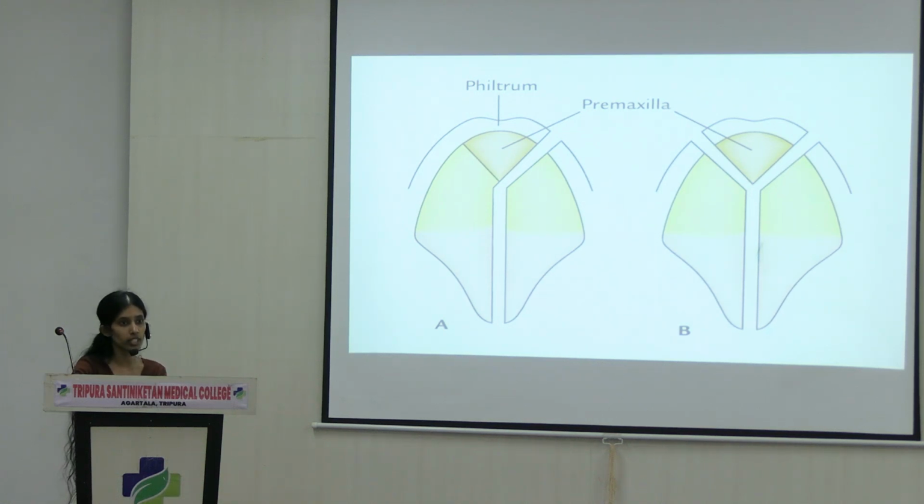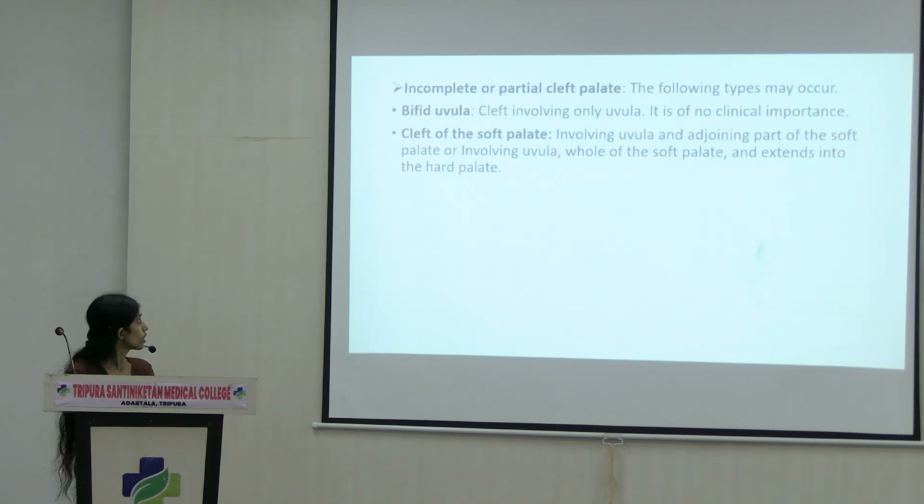Can you identify the condition? The very first condition is your unilateral cleft palate, which is happening only on one side. This is the premaxillary part and this is the maxillary process part, where they are not combining with each other. And the B picture shows the bilateral cleft palate. On both sides, your premaxilla is not fusing or combining with your maxillary process part. Okay.